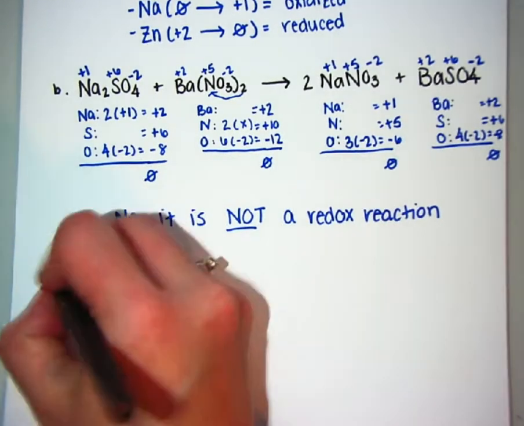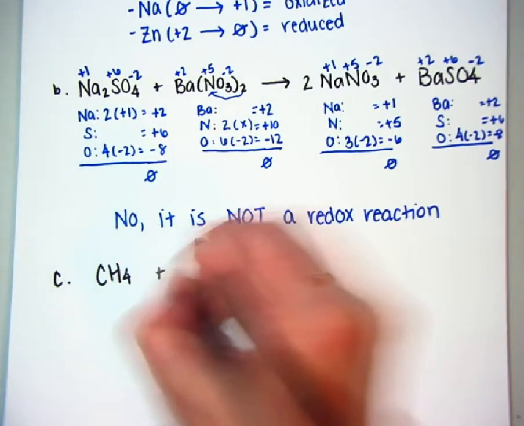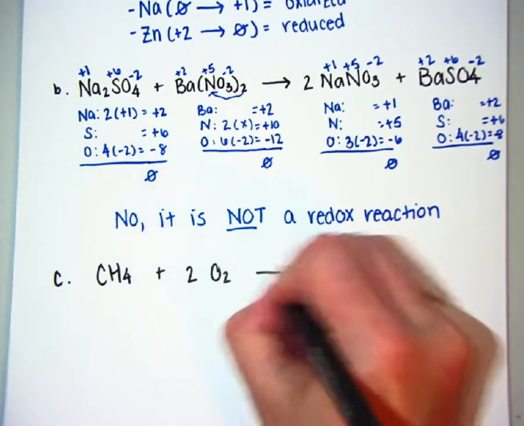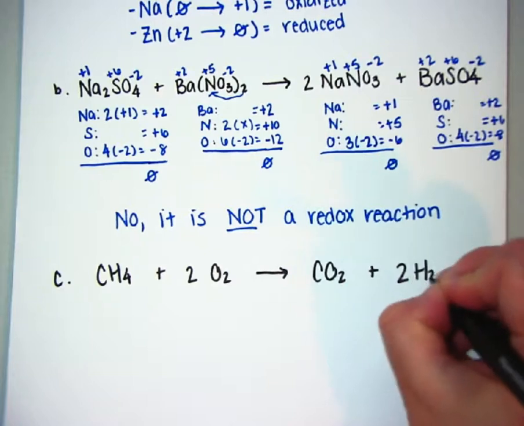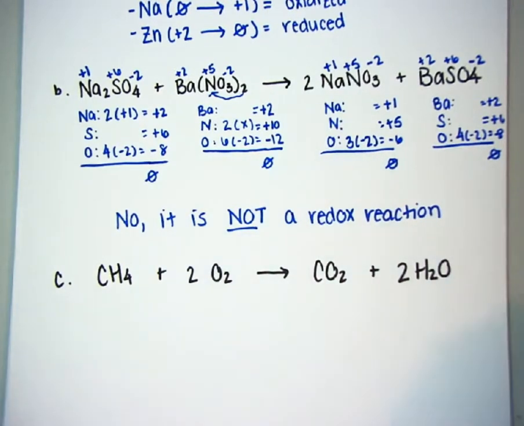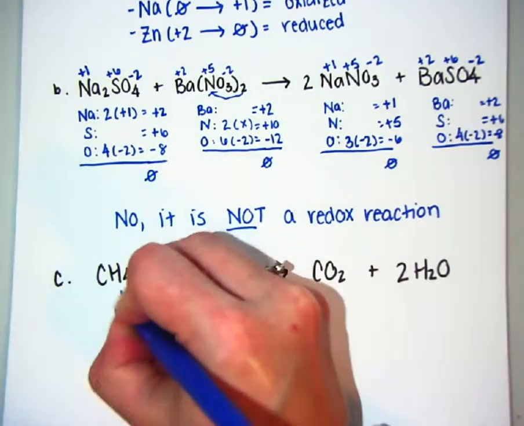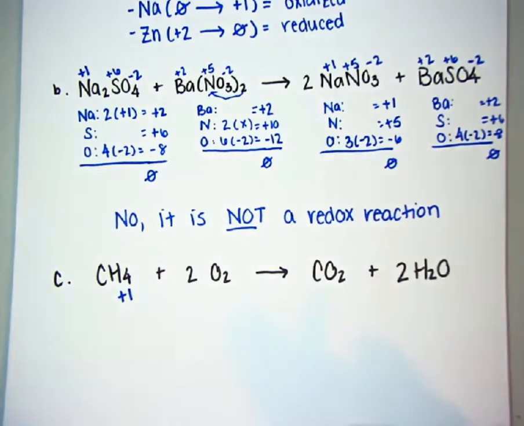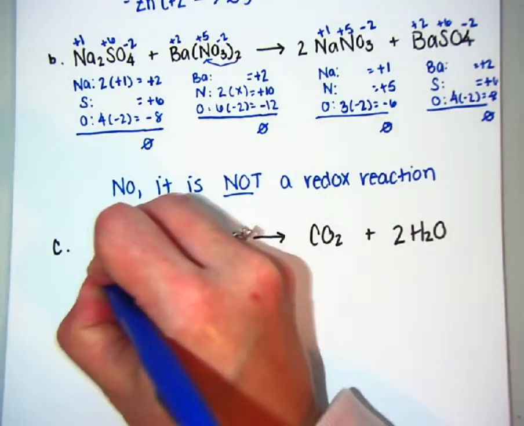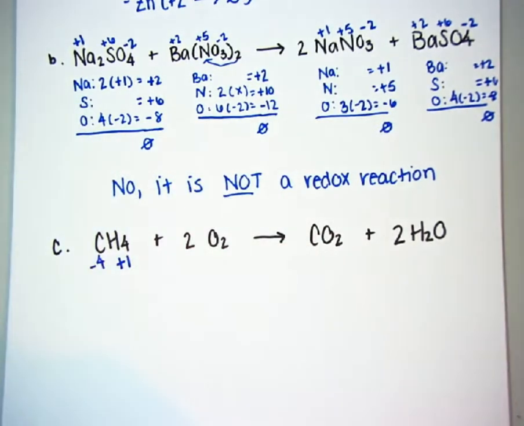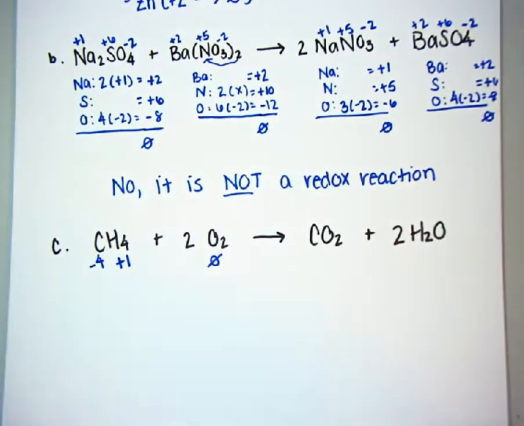Let's try one more. Let's do a combustion reaction. Methane plus oxygen produces carbon dioxide and water. So we'll start by assigning oxidation numbers. If hydrogen's bonded to a nonmetal, its oxidation number is +1. 4 hydrogens, each with a +1, is like a +4. Carbon must be -4. Diatomic oxygen, it's in its elemental form, not part of a compound, its oxidation number is 0.